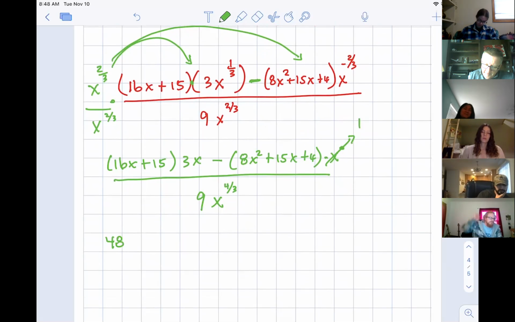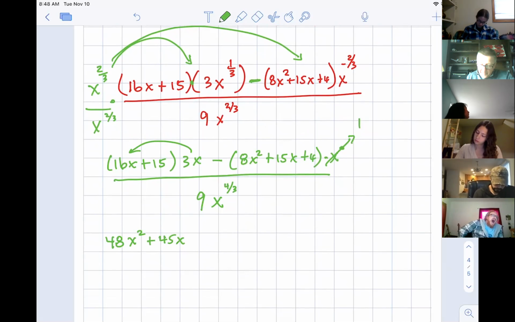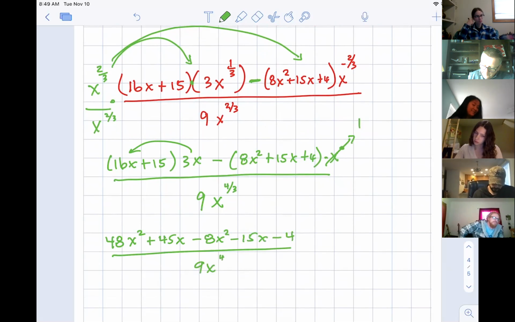So I multiply 3x times 16x and I get 48x squared, and then 3x times 15, I get 45x. And then the rest of the expression is just what it is. But notice it's minus everything, which means this is minus 8x squared minus 15x minus 4 all over something ugly.